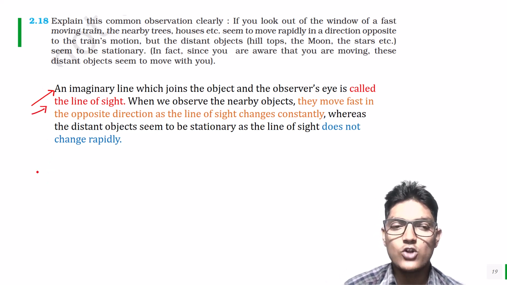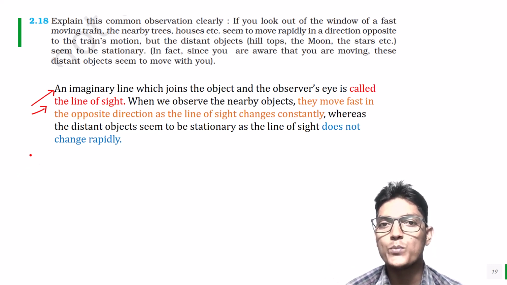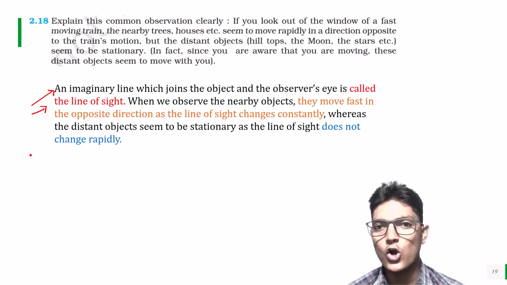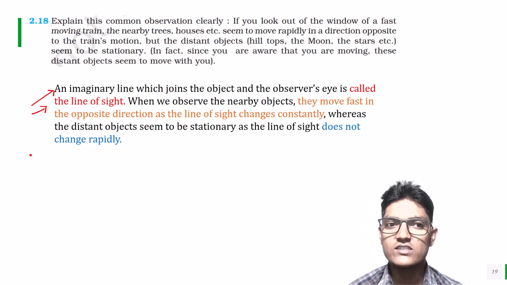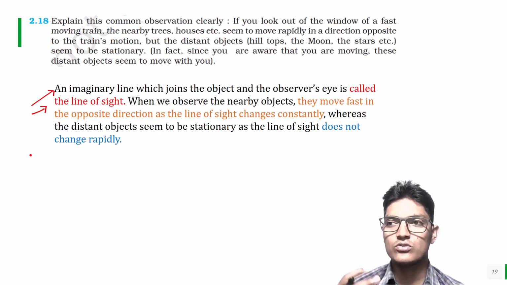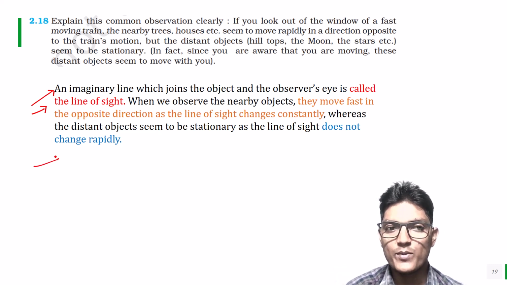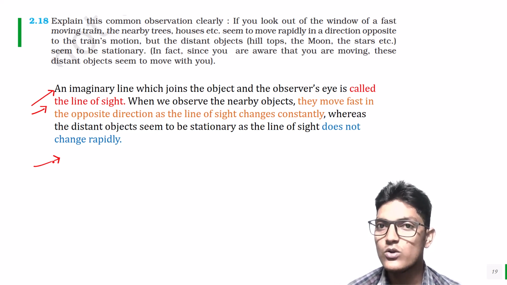आप सभी को याद होगा हमारा टॉपिक पैरेलैक्स के बारे में, राइट? सो ये सेम कॉन्सेप्ट है, ये पैरेलैक्स ही है. The imaginary line which joins the object and the observer's eye is called the line of sight. जब ऑब्जर्वर किसी भी नियर ऑब्जेक्ट को देखता है, they move fast in opposite direction as the line of sight changes constantly. लेकिन जब कोई डिस्टेंट ऑब्जेक्ट है, जो बहुत दूर है, then it seems to be stationary as the line of sight does not change rapidly. जो हमारा line of sight है बहुत तेजी से change नहीं होता, इस कारण से वो हमें almost stationary दिखता है.